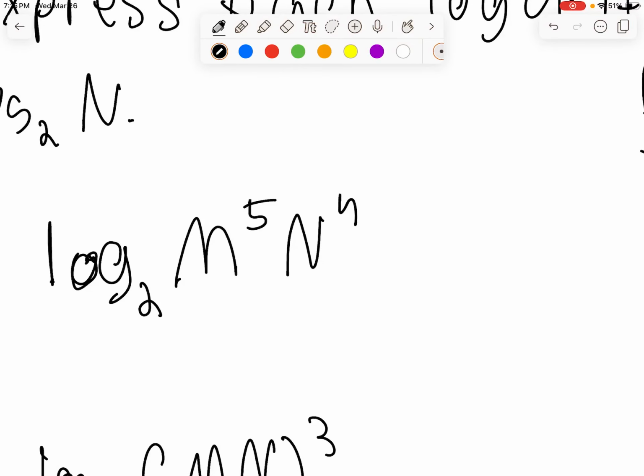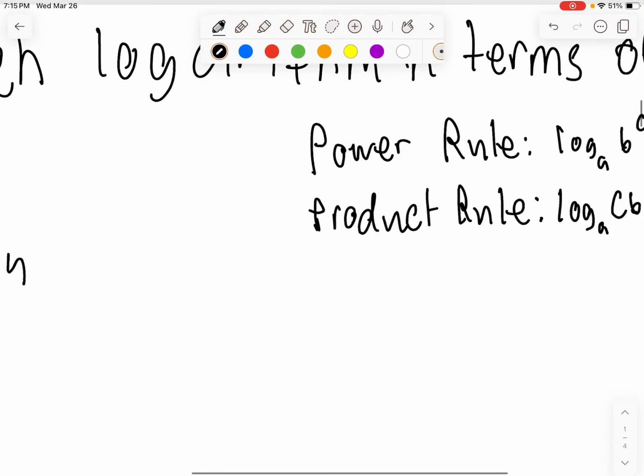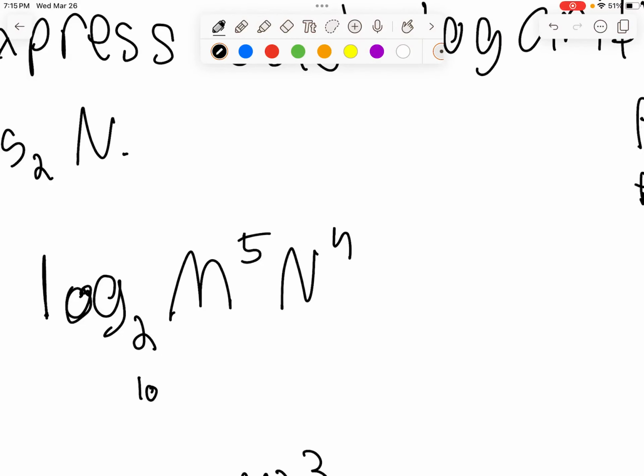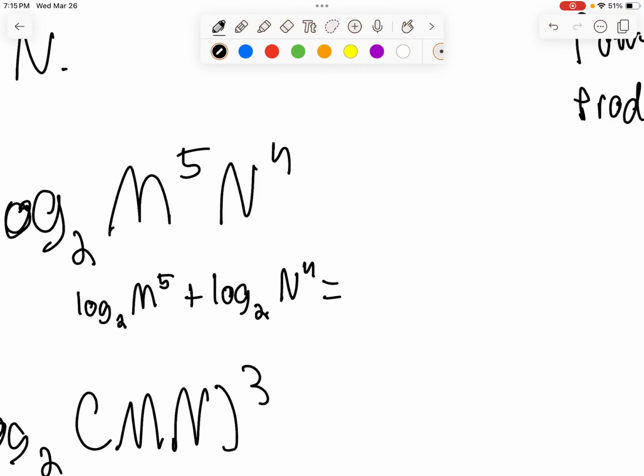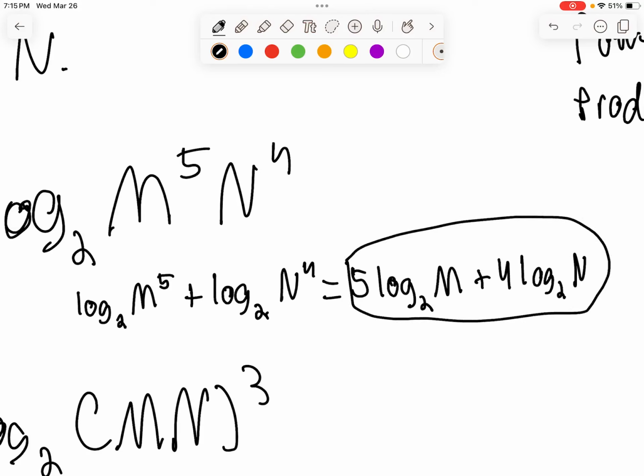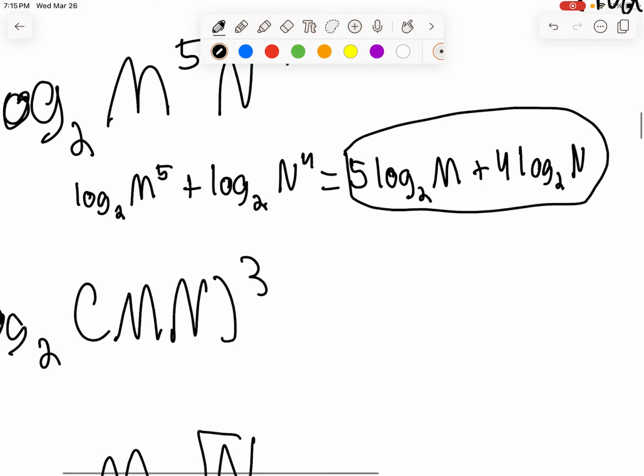So to separate them, we use our product rule. So log base 2 of m to the 5 and n to the 4, we separate this and get log base 2 of m to the 5 plus log base 2 of n to the 4. Now that we have it in terms of the power, we can bring the power out of the log. So we get 5 log 2m plus 4 log 2n. We put a little box around it, because why not? That's not a box, but pretend it's box-like.